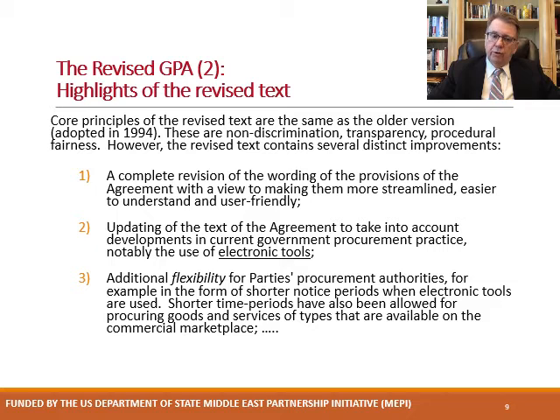And so the third highlight I would mention is that additional flexibility was introduced into the GPA for parties' procurement authorities, just making it easier for them to implement and follow the agreement. For example, there are now shorter mandatory minimum notice periods when electronic procurement tools are used. There are also shorter minimum time periods when governments are procuring goods and services of types that are routinely available on a commercial marketplace.